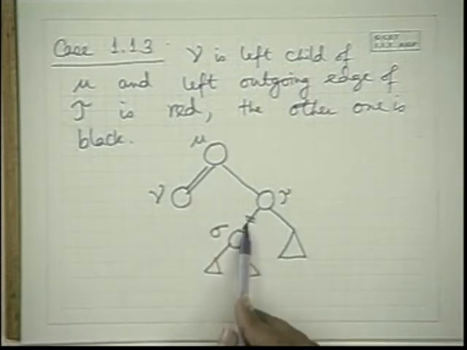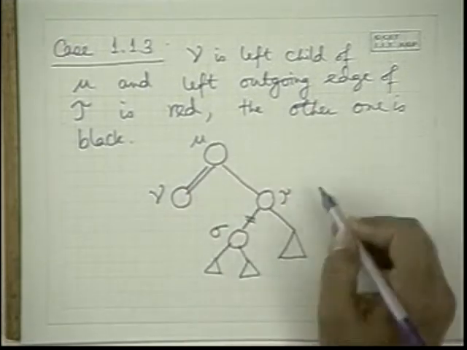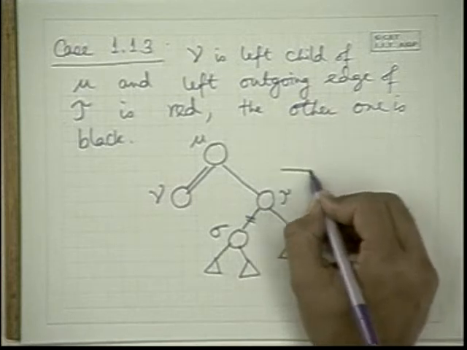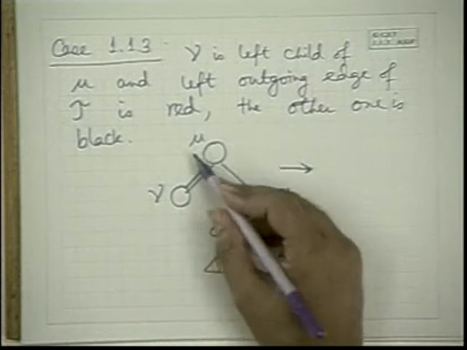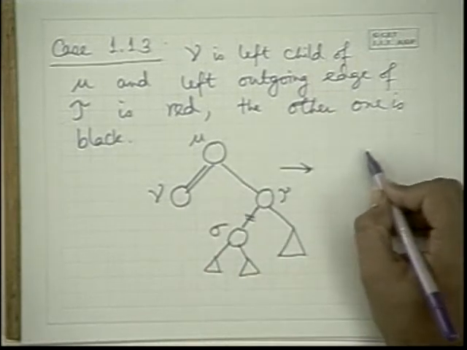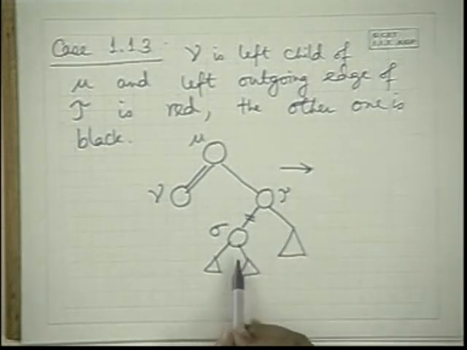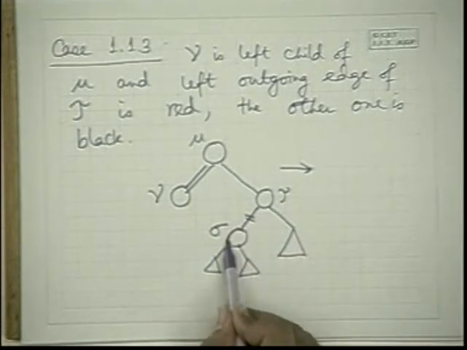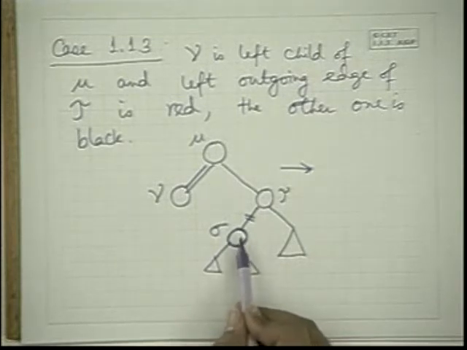Now tau, the left edge from tau is red and the right edge from tau is black. That's what we are saying. If this is the case, then what we will do, we will double rotate mu. We will double rotate this way. So basically, if we double rotate, how do we know that sigma has two children? You can see, definitely this cannot be a leaf. So if it is not a leaf, definitely it has two children. One child can be a leaf, that's fine, but it has two children.